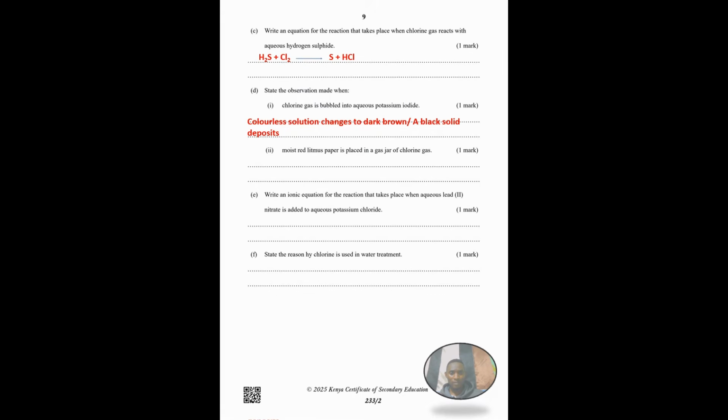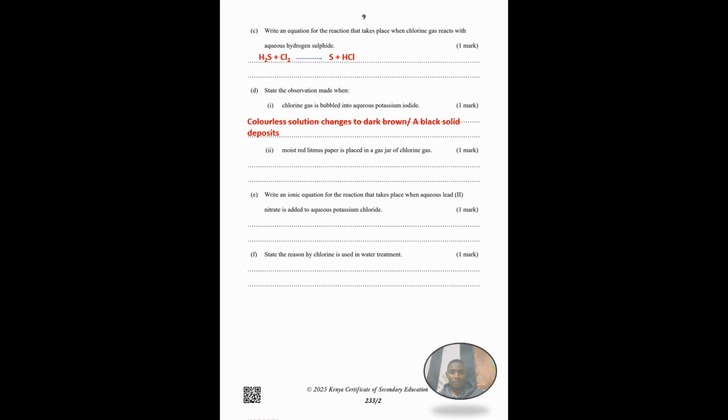So in this case, potassium iodide is colorless. After displacement, iodine molecules are brown in solution. So we shall be able to see a colorless solution changing to dark brown. We may also be in a position to see a black solid depositing in the container. So that is the observation, because chlorine is able to displace iodine from its salt. So that is what actually takes place.